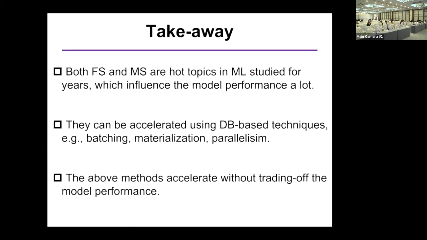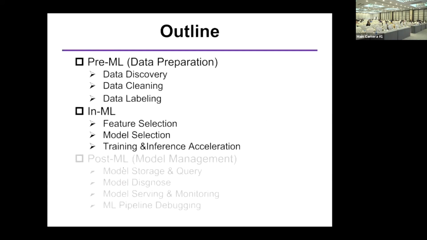Let's see the takeaway of feature selection and model selection. They are both hot topics in machine learning, studied for years, which influence the model performance a lot. Fortunately, they can be accelerated using DB-based techniques like batching, materialization, and parallelism. The above methods accelerate the feature selection and model selection stages without trading off the model quality. Then let's talk about how to accelerate the training phase while computing the loss, and the inference stage.